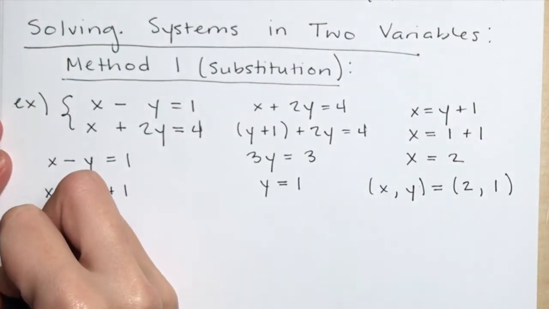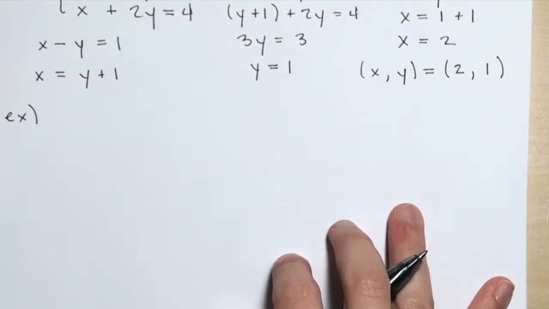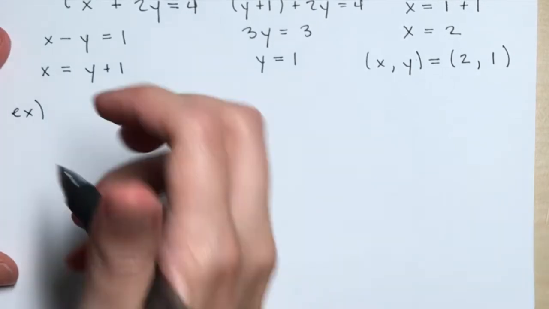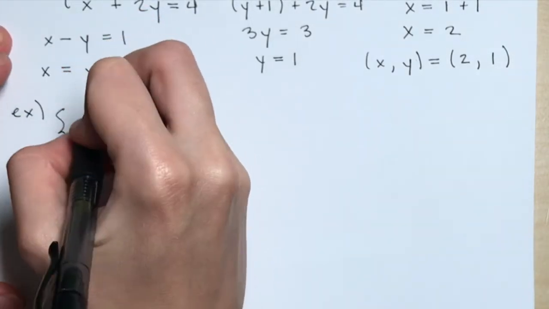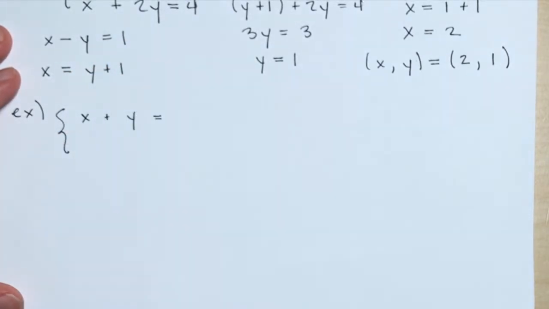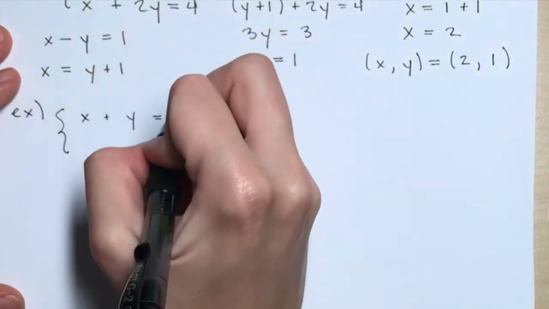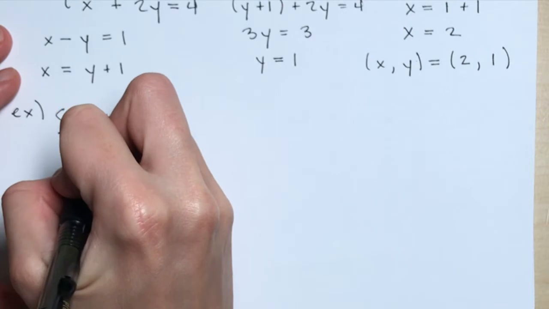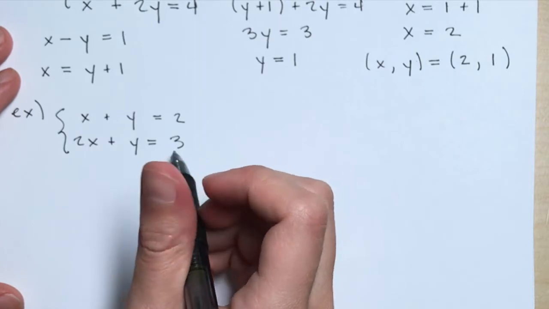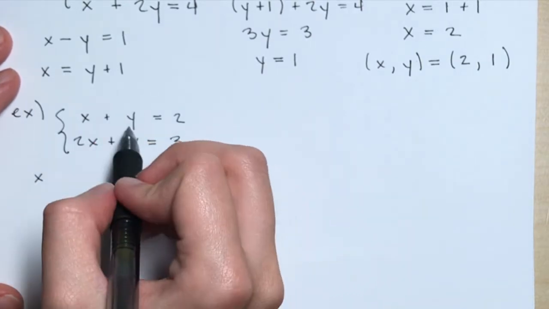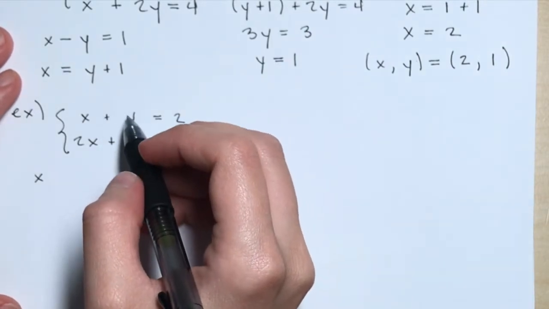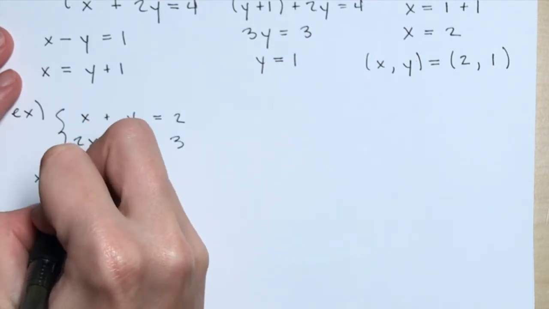One more real quick. Let's say we're looking at x plus y equals 2, and 2x plus y equals 3. Let's solve for something. This time, let's solve for y, just 'cause, right? We have y with a coefficient of 1. So let's go ahead and just solve for y, because why not?